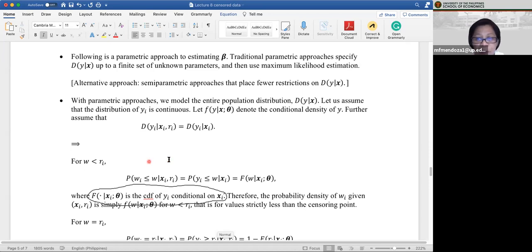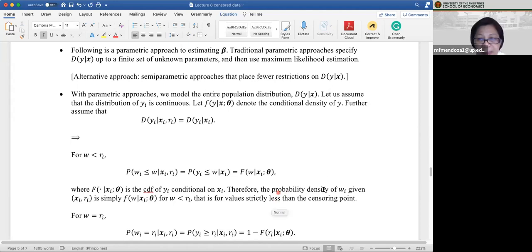Therefore, the probability density of W sub I given X sub I, R sub I is simply this CDF. So just get the first derivative with respect to W, and you get the density function. So the probability density function of W sub I given X sub I, R sub I is this density function when W is less than R sub I. That is for values strictly less than the censoring point.